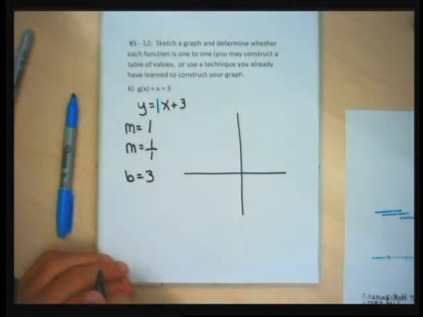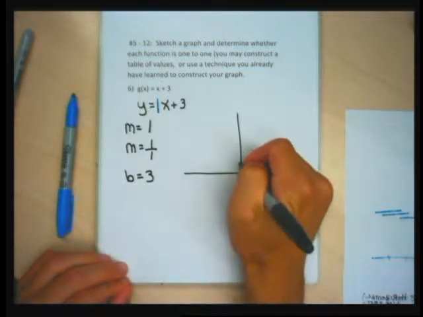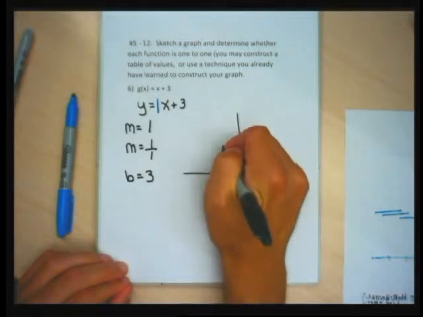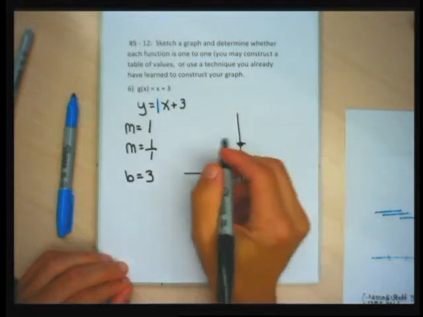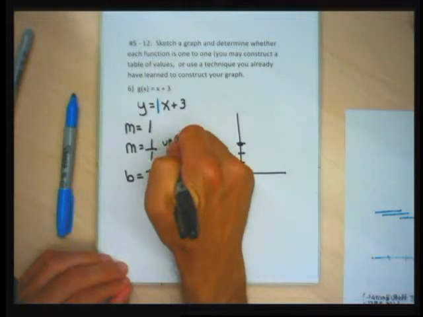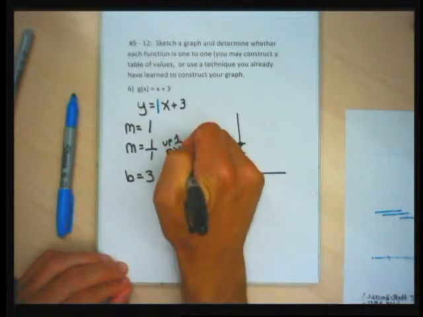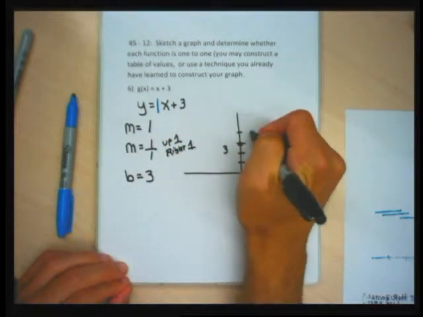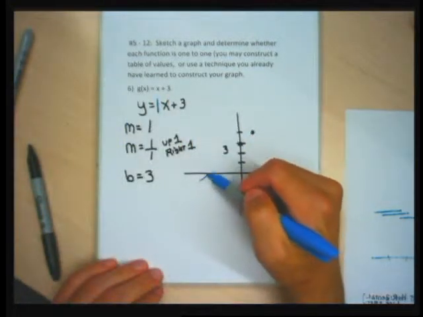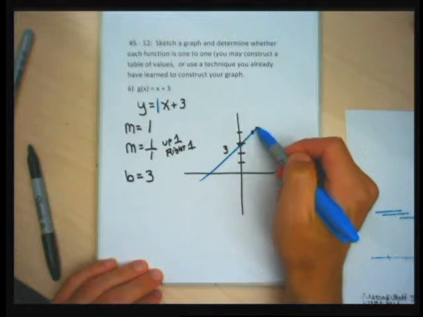So I can graph this without even making a table of values. Lines are the easiest things for me to graph. I plot the b on the y-axis, and then I use the slope to finish out my graph. So I'm going to go up 1, right 1. I'm going to draw a line, because I know that this is a graph of a line.